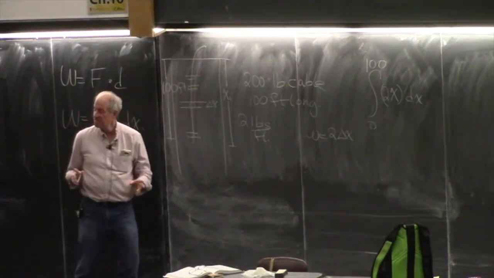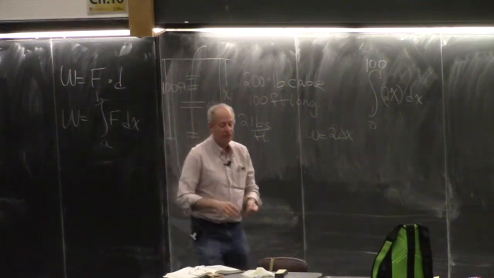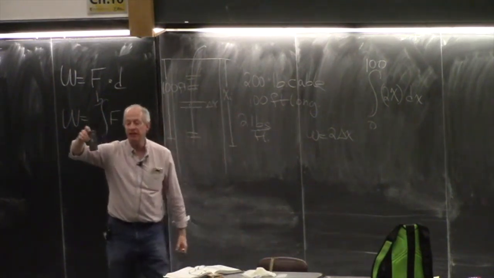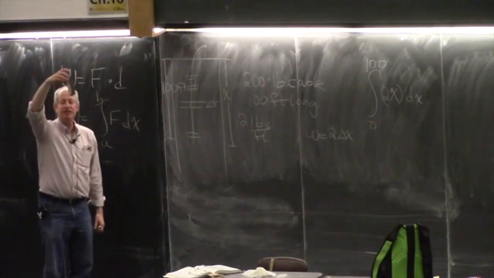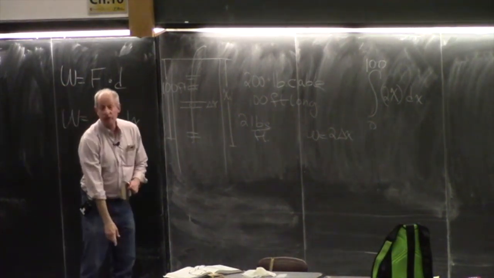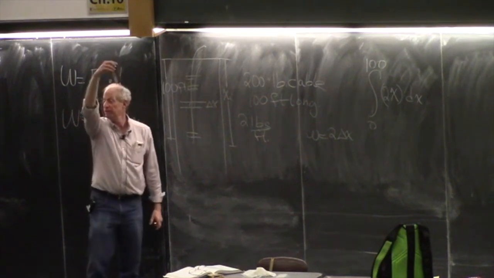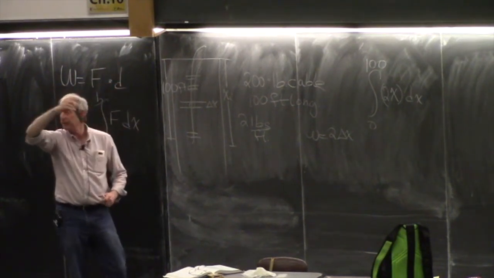So imagine you're lifting the cable. The cable is divided into infinitesimally small pieces. You have to lift each piece up. So if the pieces hanging all the way down have to be lifted the full 100 feet, the pieces at the top only get lifted a little bit.